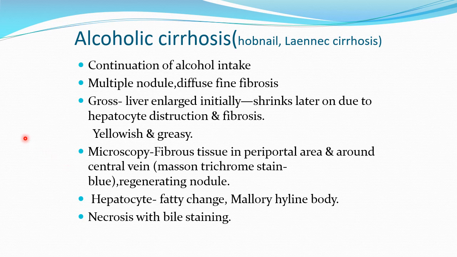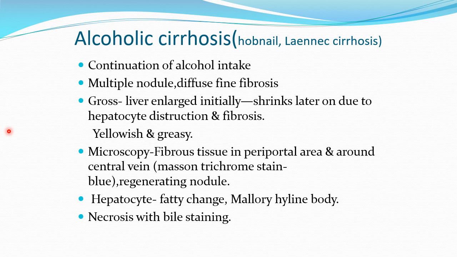Now the alcoholic cirrhosis. It is also named as hobnail or Laennec cirrhosis. With the continuation of alcohol intake, cirrhosis will develop. In cirrhosis, multiple nodules will be there and diffuse fine fibrosis is seen. Grossly, initially the liver will be enlarged, but later on it will shrink due to hepatocyte destruction and fibrosis.